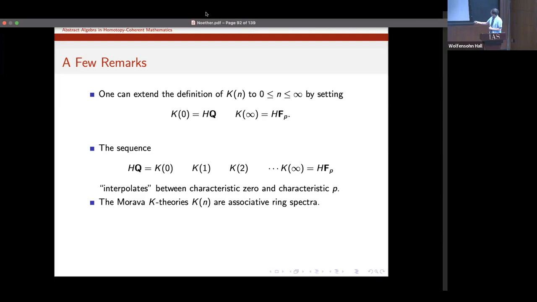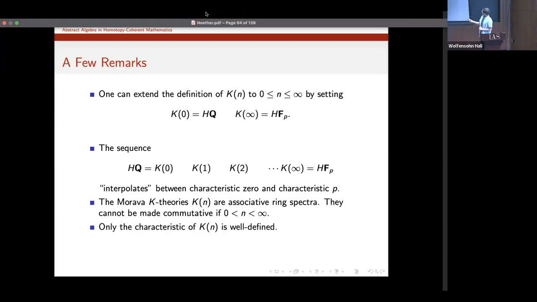And so these Morava K theories are associative ring spectra. And it turns out they cannot be made commutative. So earlier I said I wanted field to mean skew field. And the reason is this. If you make the definition of cohomological field, but you want to work with commutative ring spectra, you won't see any exotic examples.